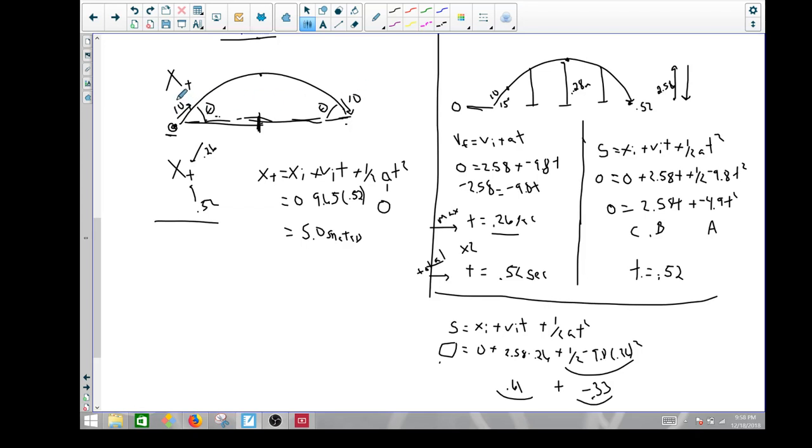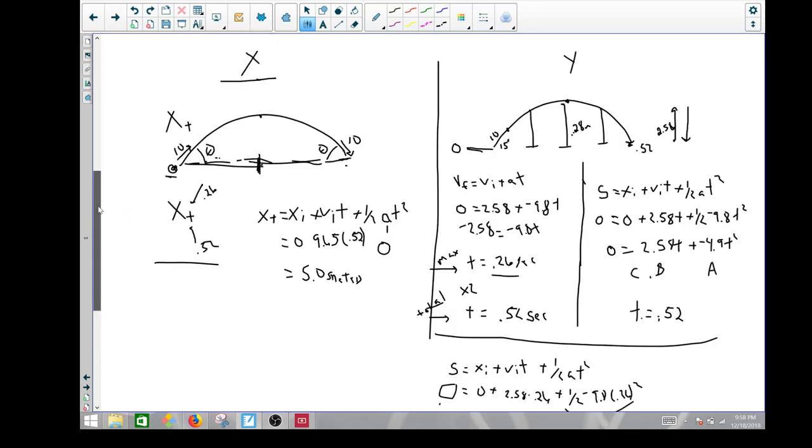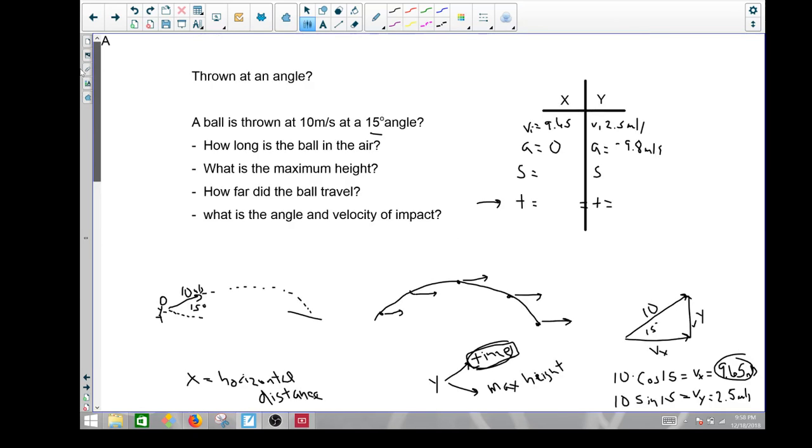Other than that, I think we've solved almost all the problems that we would want to be able to solve at this point. Let's review here a little bit. How long is the ball in the air? We solved two ways for that. Maximum height, okay, y component. How far horizontally did I travel? That's the x component. What's my angle and velocity of impact? We did solve a little bit of that. And that's where we're going to stop for today. Thank you very much.